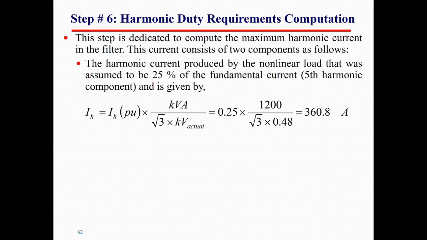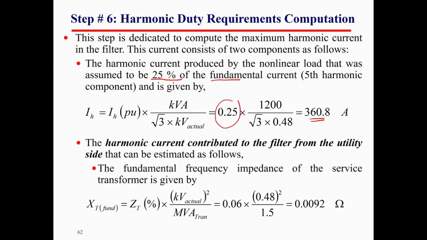The harmonic current produced by the non-linear load was assumed to be 25% of the fundamental current. So we know the fundamental current will be S divided by root 3 divided by the voltage. Multiply that by 25%, and that will give you the fifth harmonic current.